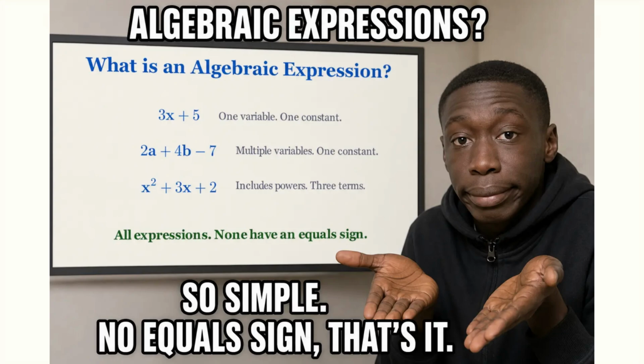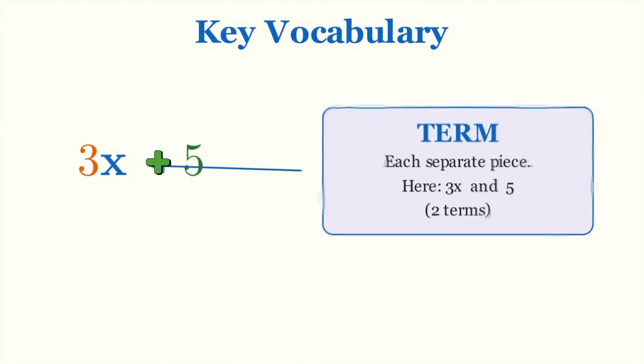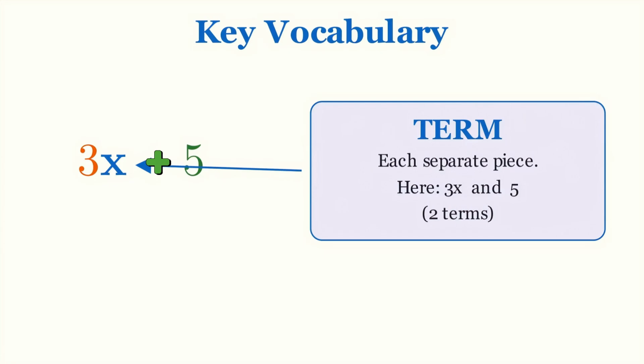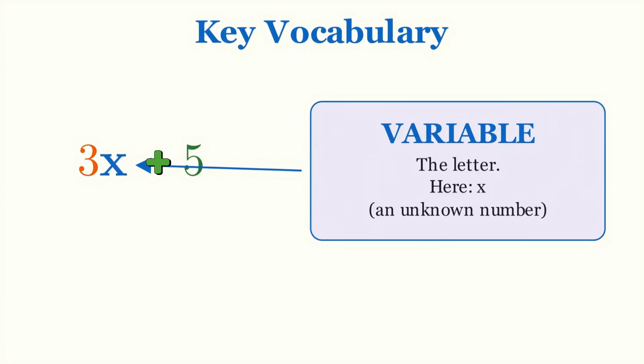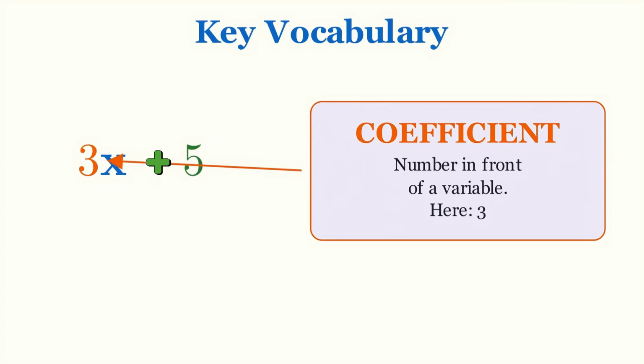4 words. Learn these once, use them forever. A term is each separate piece. In 3x plus 5, the terms are 3x and 5. A variable is the letter. It's a number we don't know yet. Here it's x. A coefficient is the number in front of the variable.